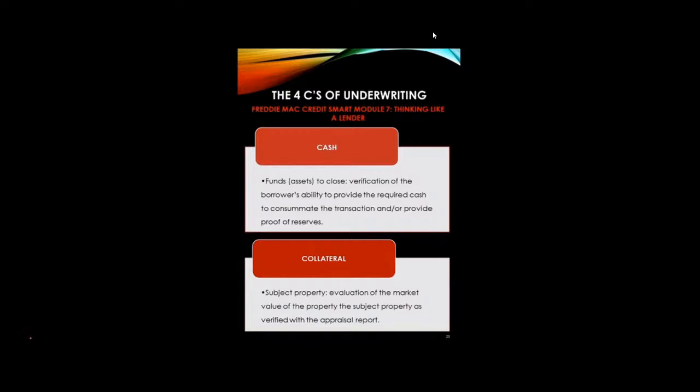And then we got collateral. It's the subject property, and we evaluate the market value of the property, and we do that through an appraisal. An appraisal comes from a third-party person. We call them the appraiser, and they go out and assess the property, the property condition, and based on the condition and the areas around it, what the market value of the property is. So if it needs to get sold today, what's a good value to give to the property?